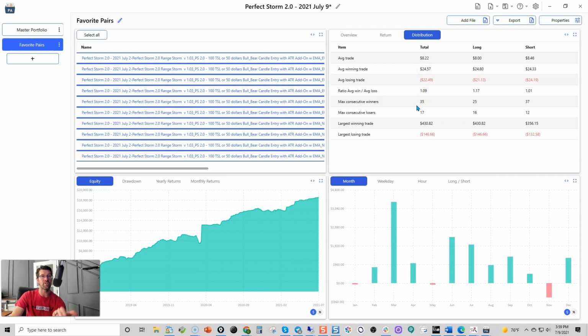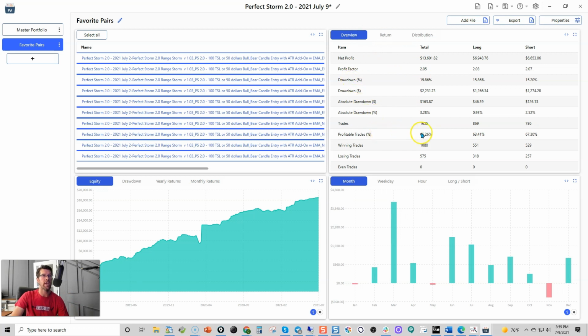So I win bigger than I lose, and I win more frequently. Look at the overall win percentage. Okay, profitable trades, 65% overall. So if I have a high win percentage and I have a decent profit factor, chances are mathematically this robot's going to make some pretty solid money.